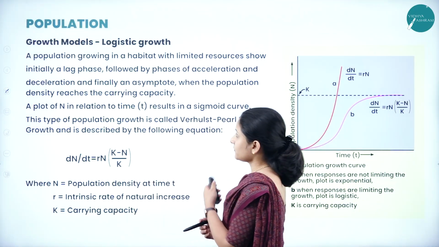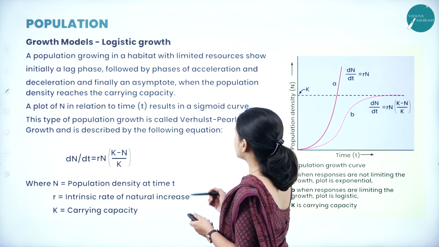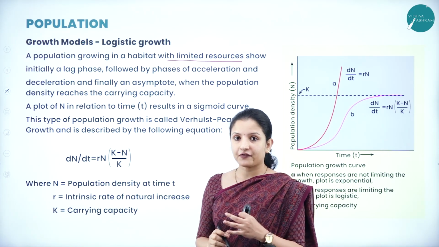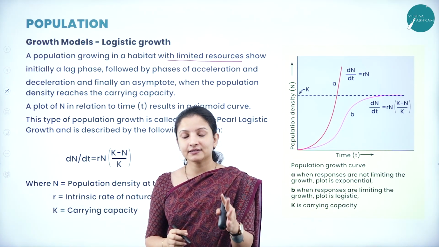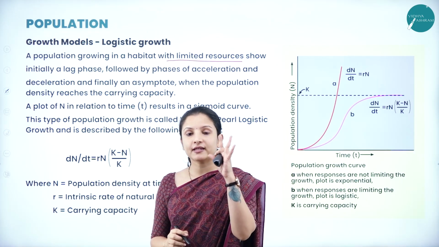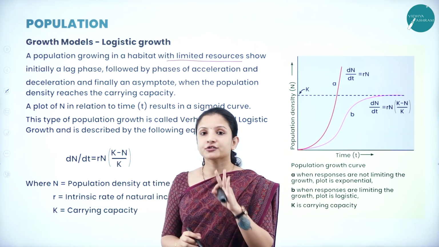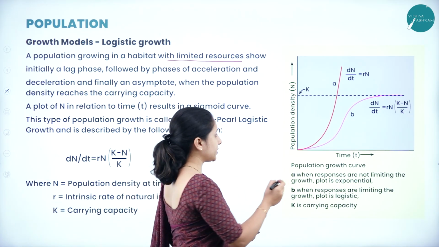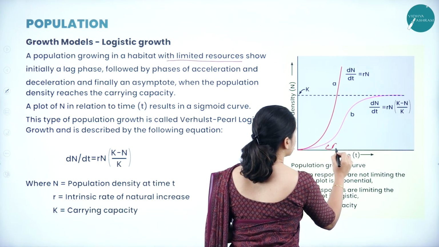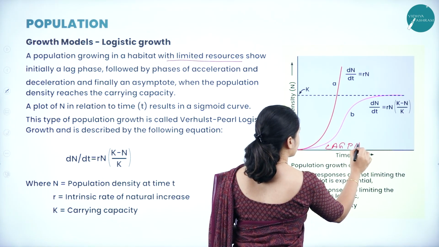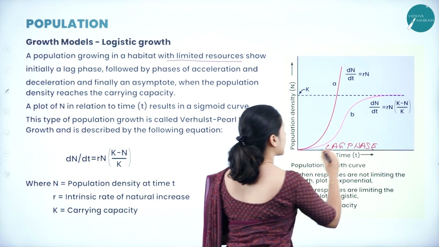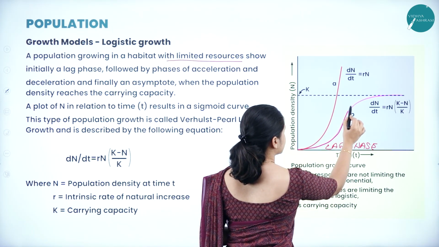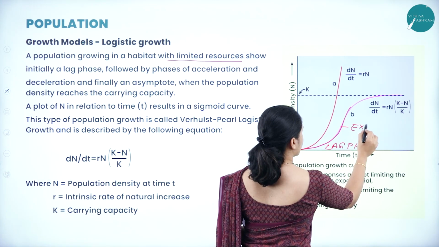So here, the population growth in a habitat with limited resources will show initially a lag phase. So there is a lag phase, then there is an exponential phase, and then there is a steady phase, right? Here first, because of the limited resources in that particular habitat, there is this lag phase. So this is the lag phase. So slowly it is growing. Then comes the exponential phase. So somewhere here we will have the exponential.